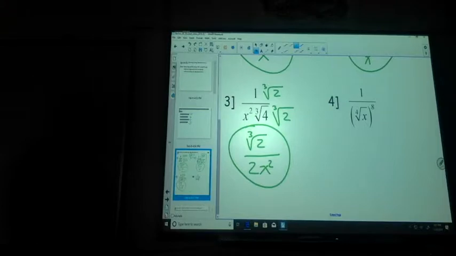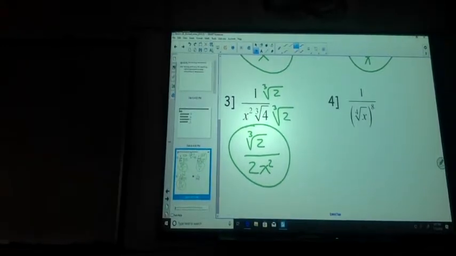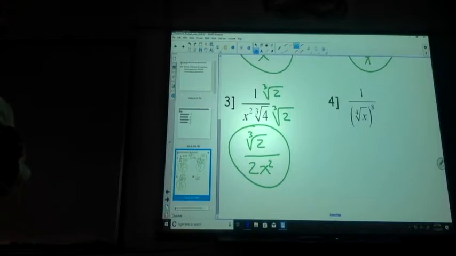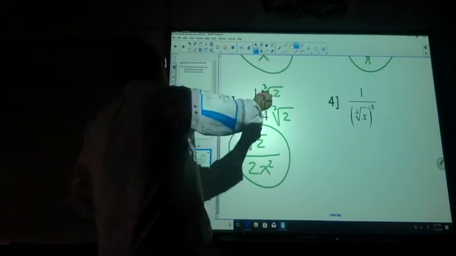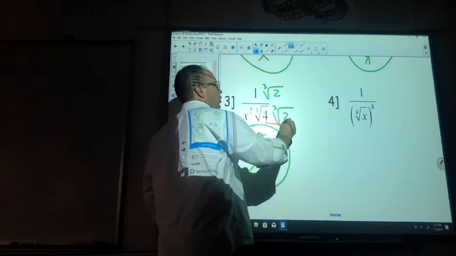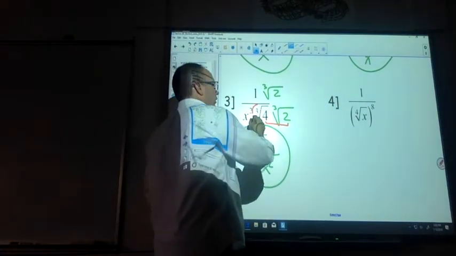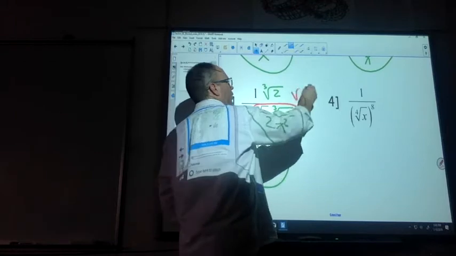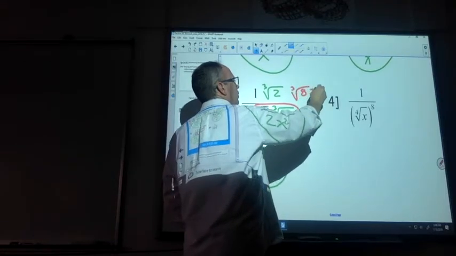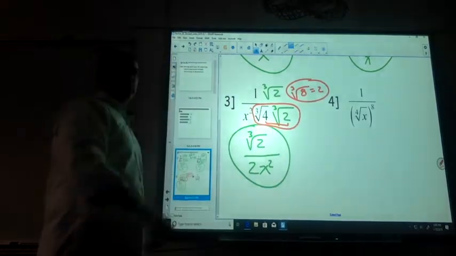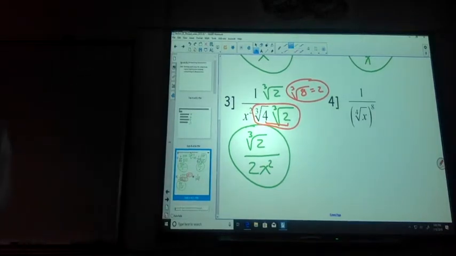Why did you choose to do the cube root of 2? The reason I did that is if I multiplied 2 and that together, this portion of this problem becomes the third root of 8, which is equal to 2. That's why. 8's a perfect cube. Okay?